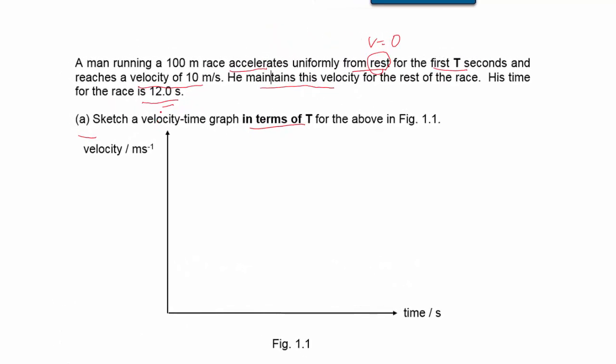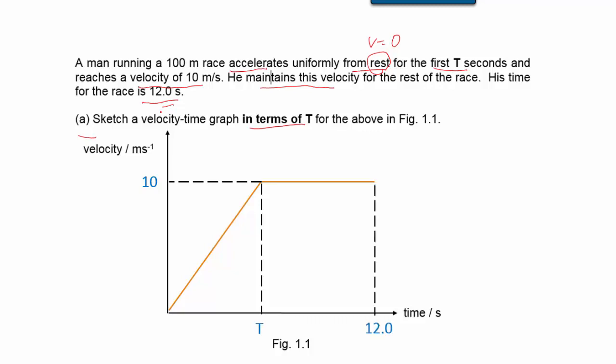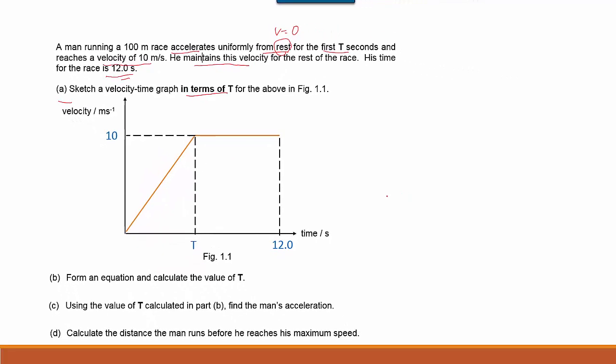Sketch means that you just draw a line. In this case, it accelerates uniformly from rest, and the value is 10. He reached 10 meters per second, and the time that it reaches is t. And he maintains this velocity for the rest of the race, till it ends the race at t equals 12 seconds. So this is the answer.